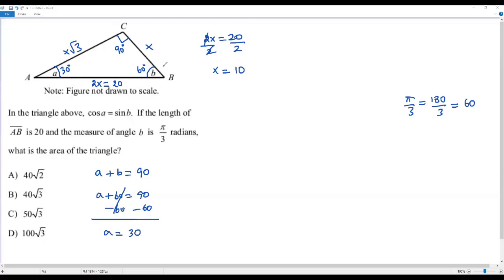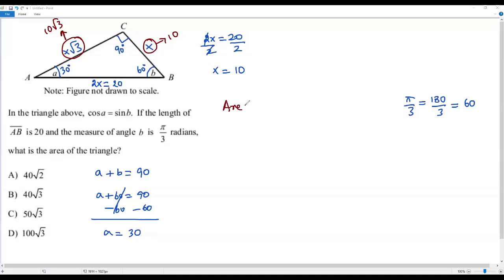So now let's plug in this 10 for this x over here and here. When I plug in x equals 10 over here, I am getting 10. That is, 10 is the length of the leg BC of this triangle. When I plug in x equals 10 over here, I am getting 10 times square root of 3. So 10 square root of 3 is the length of the leg AC. Okay, our aim is to find the area of the triangle.